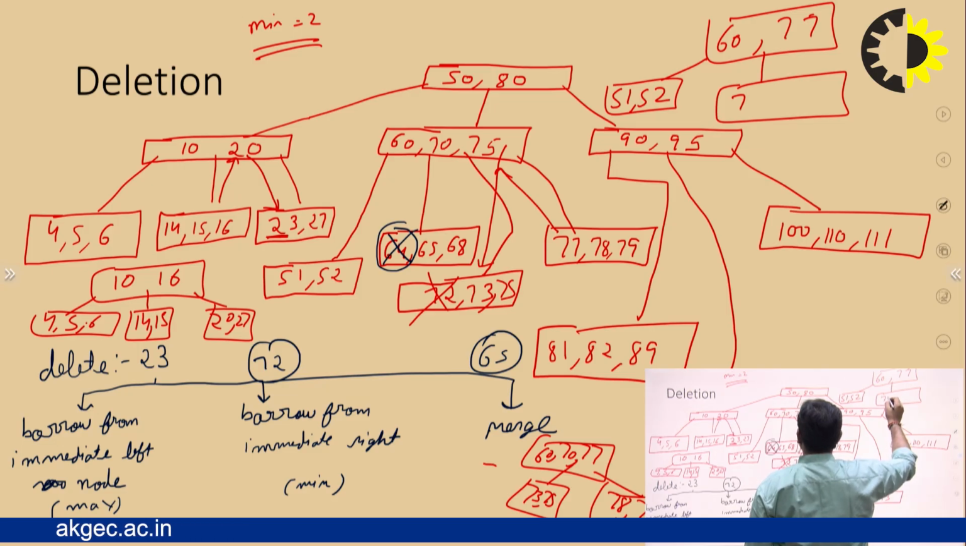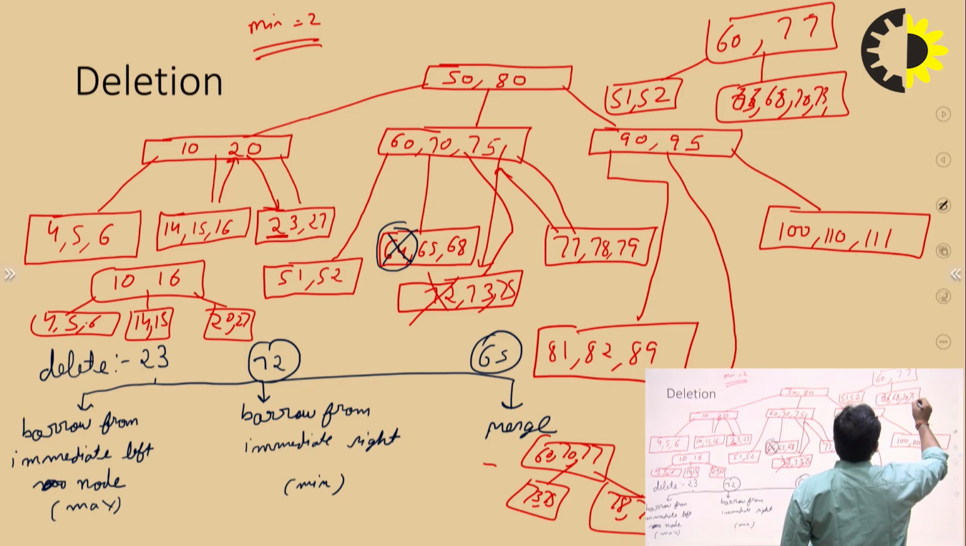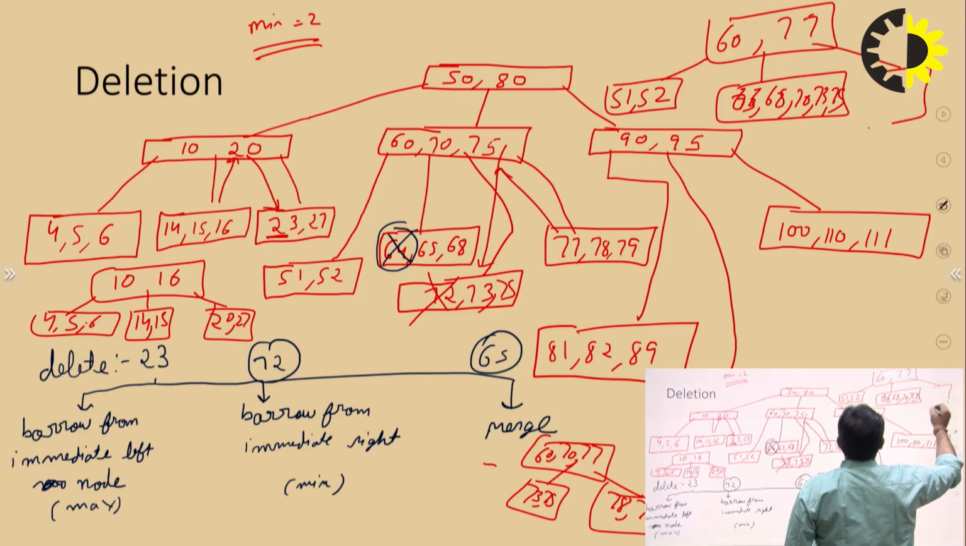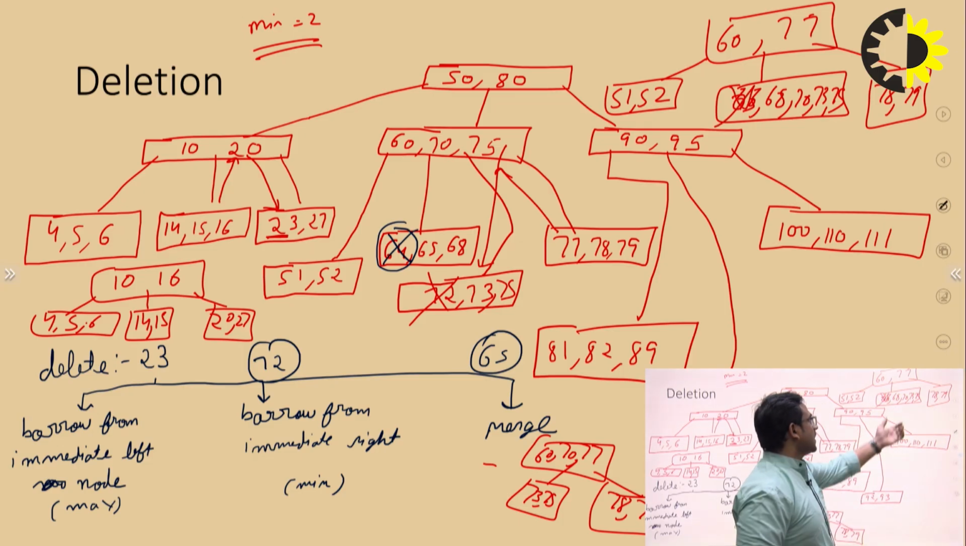So 65, 68, 70, 73, 75 and this one is 78, 79. Okay. When they are merging them, you can just delete 65 because they are having greater than minimum values. So this is the values update.